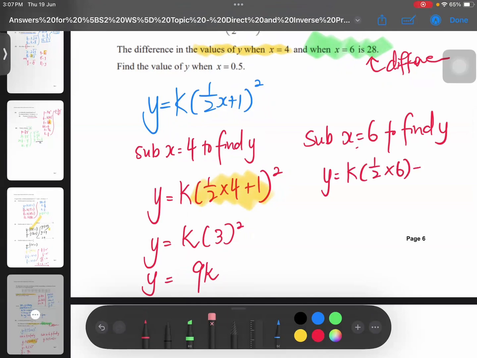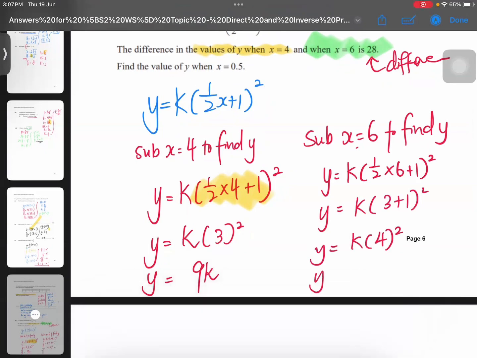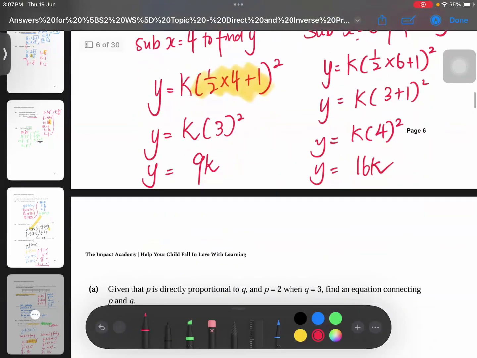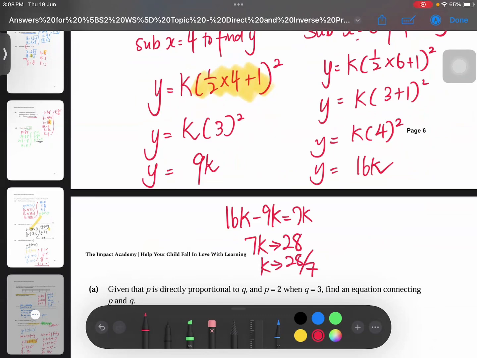Half times 6 plus 1 to the power of 2. So y equals k bracket 3 plus 1 to the power of 2. y equals k bracket 4 to the power of 2. y equals how much? 16k. Agree or disagree? So therefore 16k minus 9k equals how much? 7k. 7k equals 28, correct? k equals 28 divided by 7. 7, 14, 21, 28. So that gets me to 4.